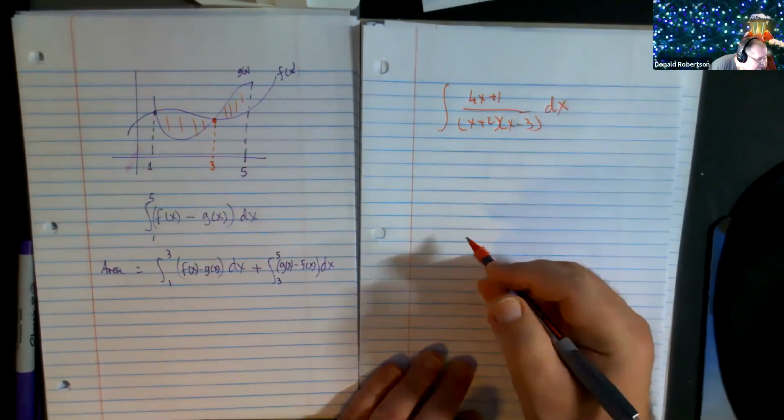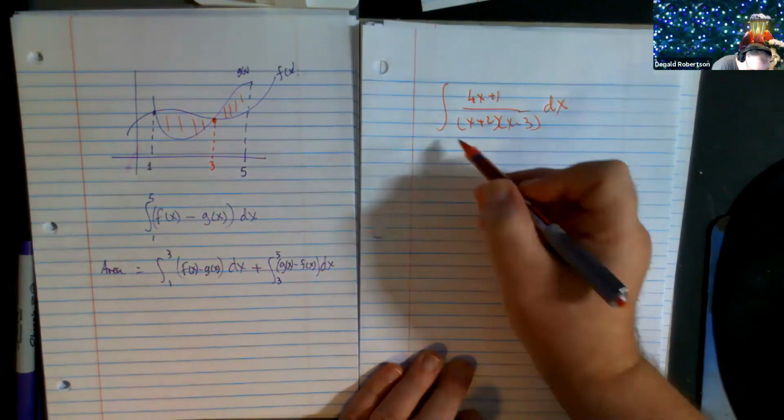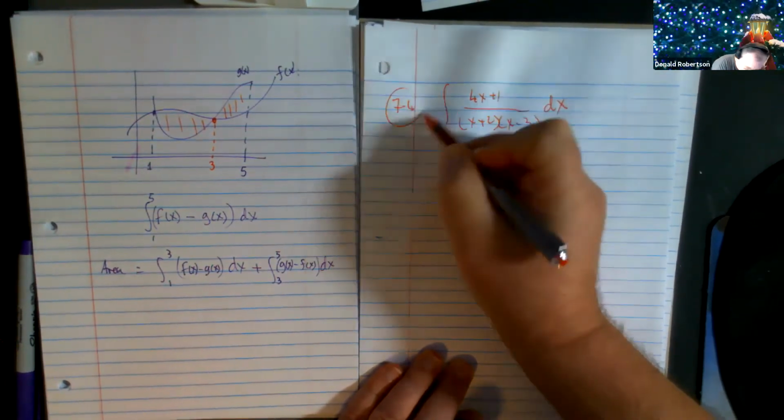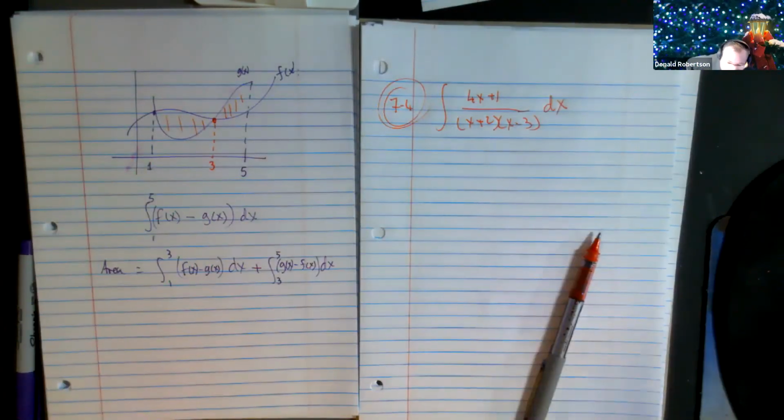This guy here is basically section 7.4 questions. What technique do we use to do these kinds of questions typically?